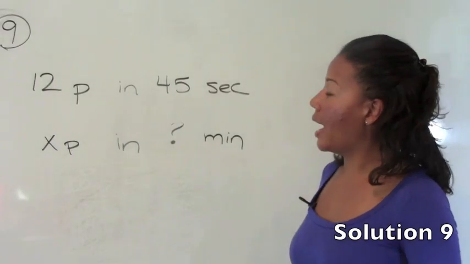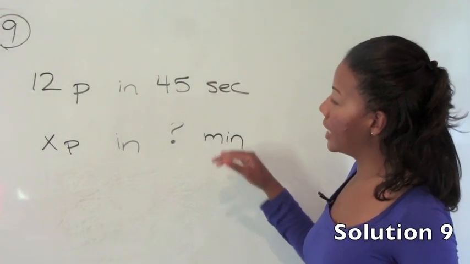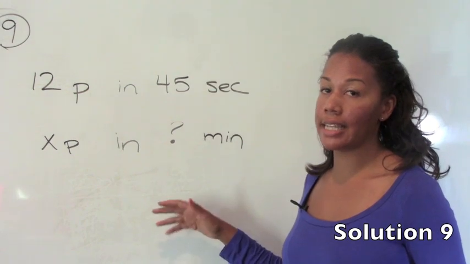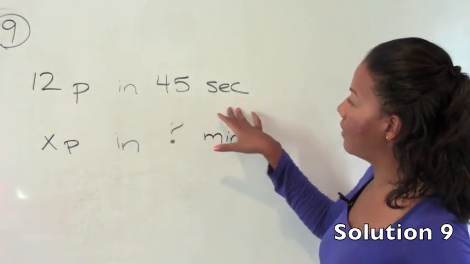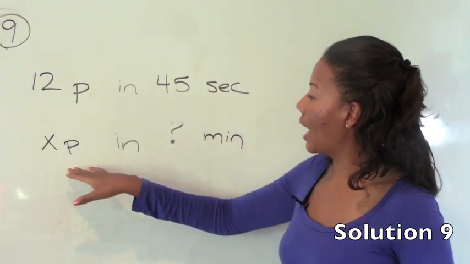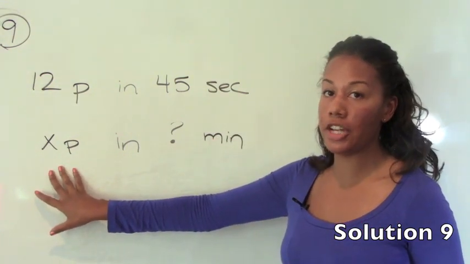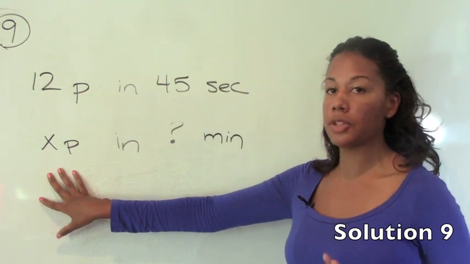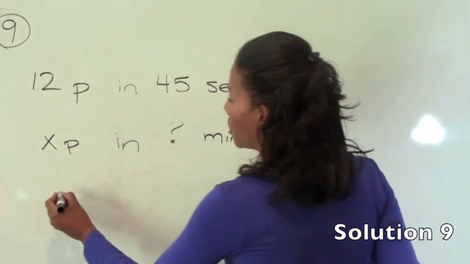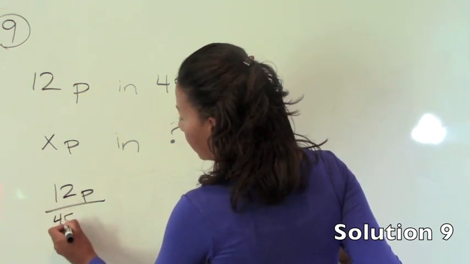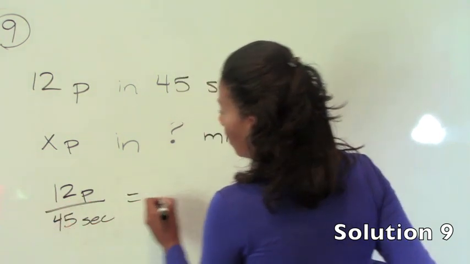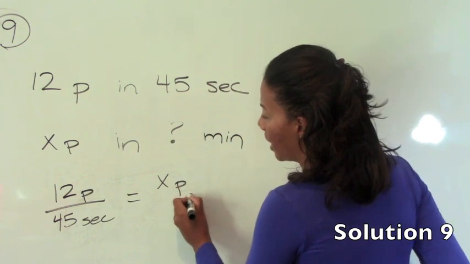Number 9. Alex's brother Sam took the same speed reading class. I guess I got the sibling discount. And he can also read 12 pages in 45 seconds. And we're asked, how long will it take him to read X pages? So it's a similar problem, so we can do the exact same setup. So he can do 12 pages in 45 seconds. How long will it take him to read X pages?